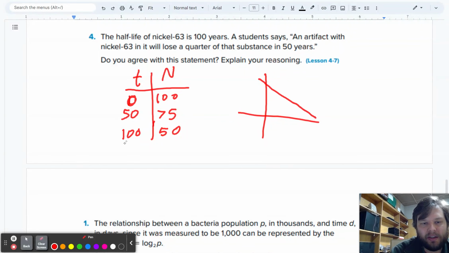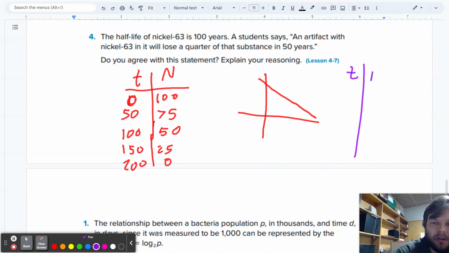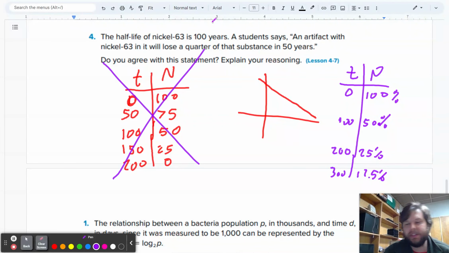The reason we're not going down in a straight line is because that would mean we have 25, and then we have 0. That's not how half-life works. The way that half-life really works is like this. You have 100%, then you have 50%. Then after 200 years, you have 25%. And then after 300 years, you have 12.5%. So it cannot be the way that the red graph is. That's thinking about it linearly. It is not changing by that rate.